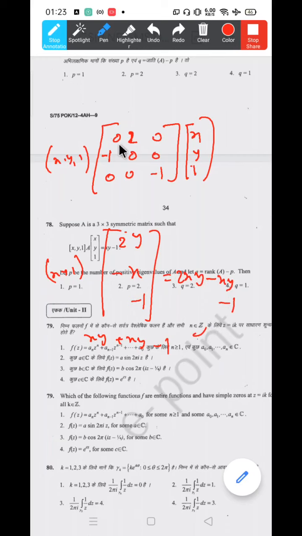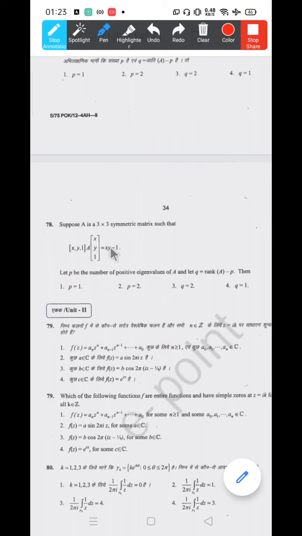Hey, this is not a symmetric matrix. Man, I will die with this. Time is going. Give the number of positive eigenvalues. That is rank. Addition is 3. That is okay.